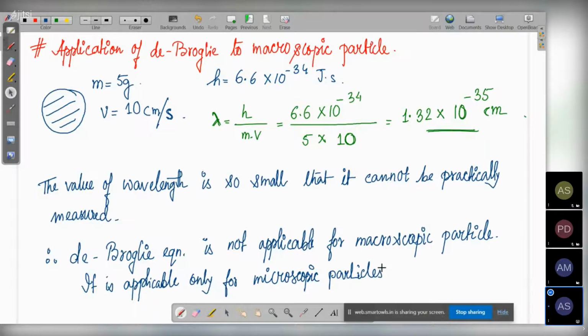I hope it is clear to everyone. Yes or no? Yes, sir. Apia, is it clear? Are you getting the approach of the sum? Yes.